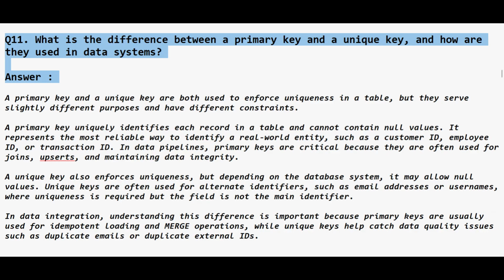A unique key also enforces uniqueness, but depending on the database system, it may allow null values. Unique keys are often used for alternate identifiers such as email addresses or usernames, where uniqueness is required but the field is not the main identifier. In data integration, understanding this difference is important because primary keys are usually used for idempotent loading and merge operations, while unique keys help catch data quality issues such as duplicate emails or duplicate external IDs.